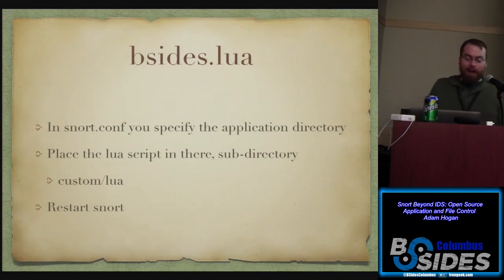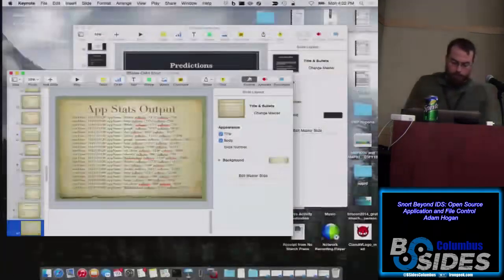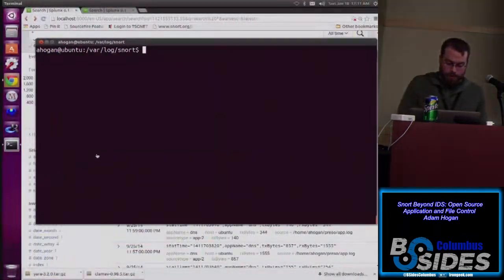All right, so I've got my script. I've got essentially bsides.lua, this little script I've got. So I throw that in the application directory. I've already identified it in my snort.conf. I put that in the custom/lua directory, and I restart Snort. And now I'm scanning all of the web traffic going through that box for traffic that could be identified as BSides. I'll actually show you what's there.